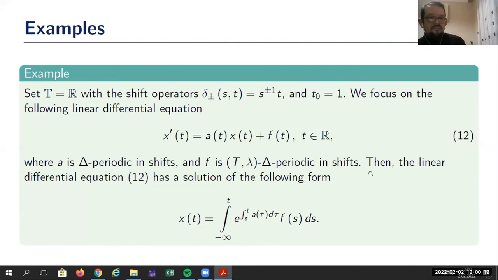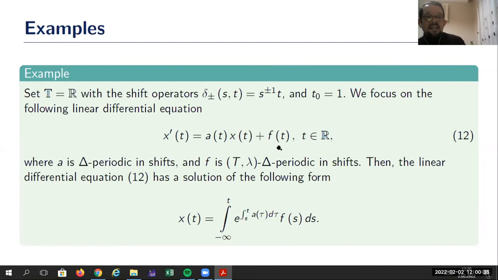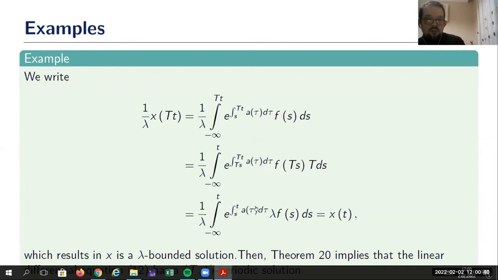For checkability of conditions, I consider some examples. First, I pick T equals to R, and I express my solution in this form. And in the specific form of A and F, A is delta periodic, F is T lambda delta periodic in shifts. I have lambda bounded solution. Therefore, our solution must be T lambda periodic according to generalized Massera theorem.